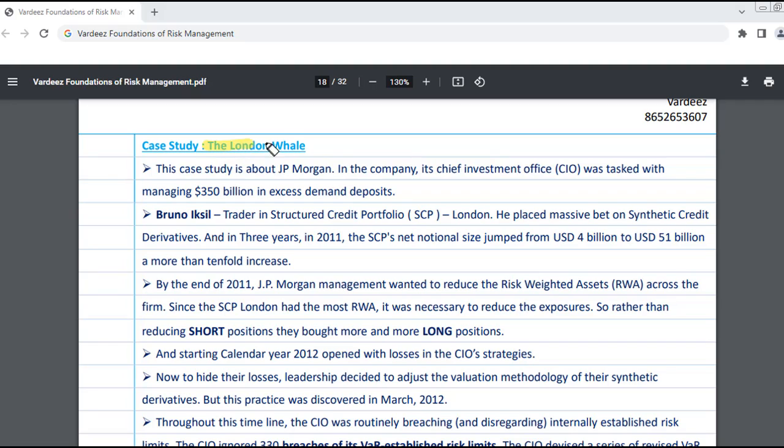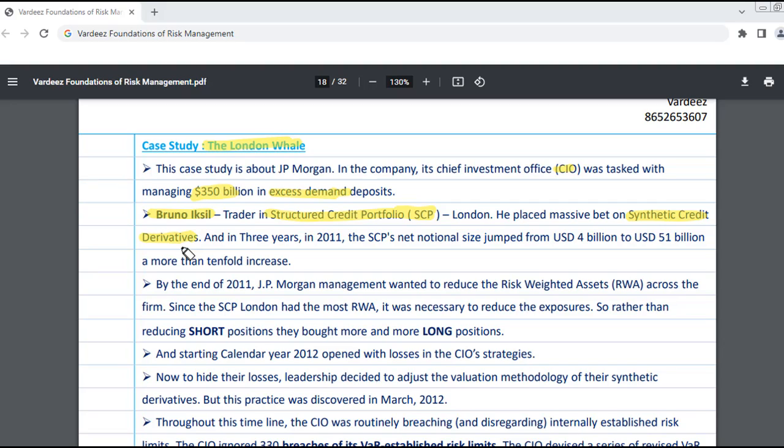Okay, now moving on to the London Whale. This case study happened at JP Morgan, in the division called the chief investment office, the CIO, which was tasked with managing $350 billion in excess demand deposits. Now there was a trader named Bruno Iksil, based out of London, in the SCP division, another division in the CIO, and they placed massive bets on the synthetic credit derivative.